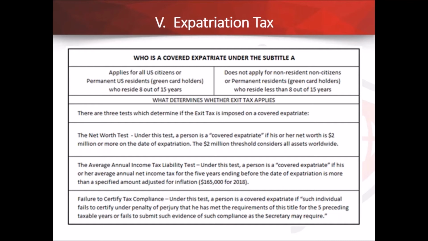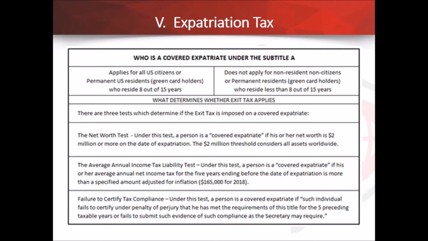And there are three tests as to whether it applies to the individual. A U.S. citizen or a green card holder who resides 8 out of 15 years, if you meet those two criteria, and then you have three tests here: the net worth test, which is if they're worth more than $2 million at the date of expatriation, it would apply.